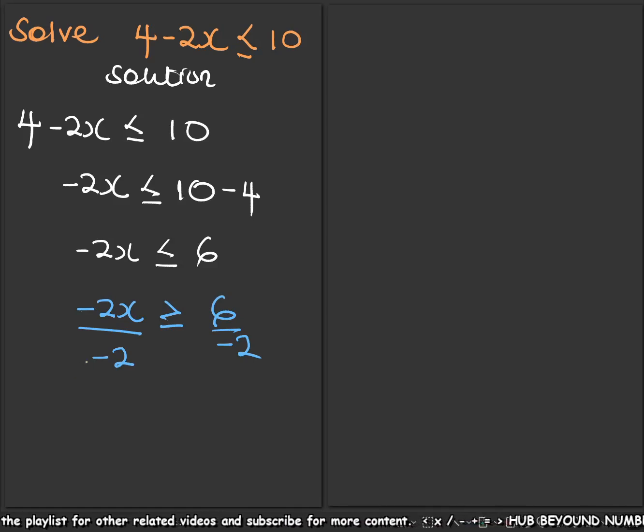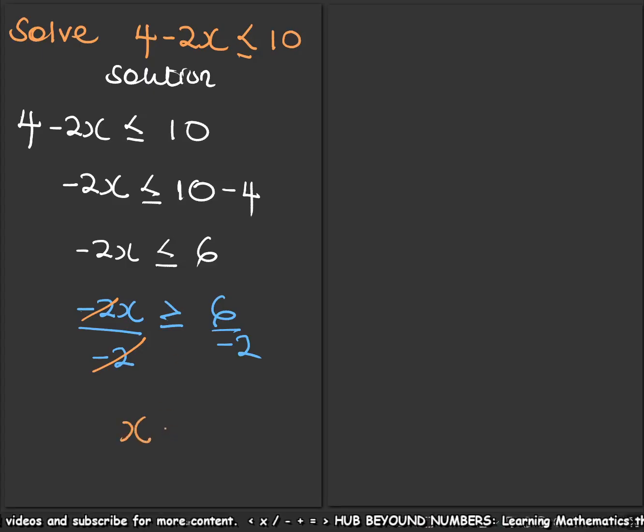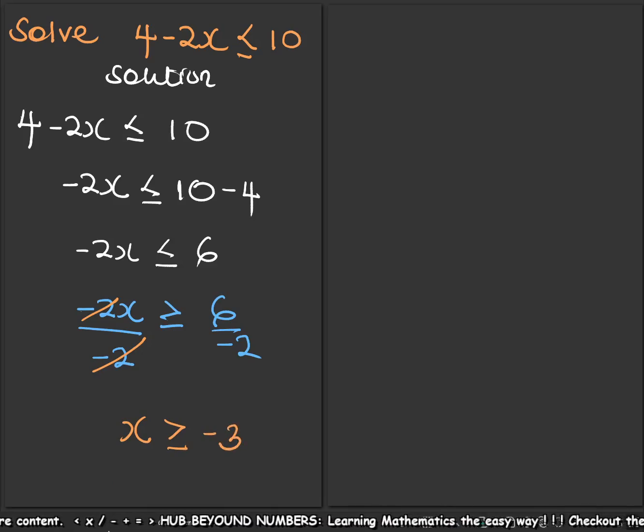So as usual, this negative 2 cancels out the negative 2. We are left with x greater than or equal to negative 3. This here is our final answer. The most important thing we have done here is, instead of maintaining this symbol, we have flipped it. Why? Because we divided by a negative number. So let's try one last question that also applies this principle, and then I'll give some trials.